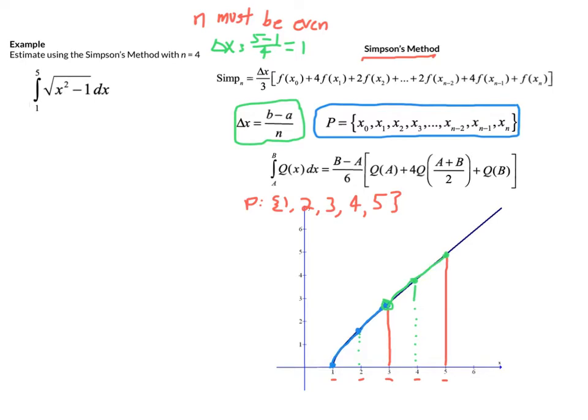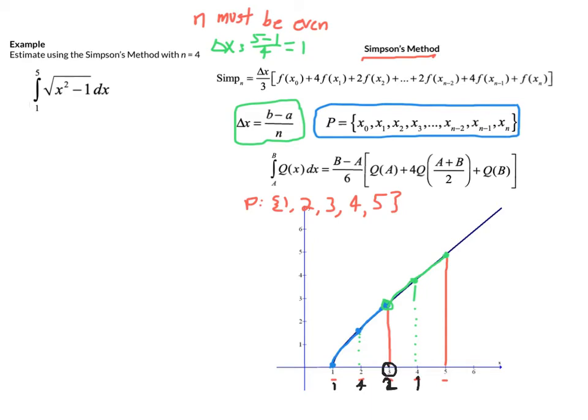So if we look at each of the parabolic arcs, you start to see the formation of this formula, namely the weighting factors on the y-coordinates. For the first parabolic arc, the blue one, the weight factors are 1 for the left endpoint, which is 1, 4 for the midpoint, 2, and 1 for the right endpoint, 3. And then we have our second parabolic arc, which uses 3 again. So that one's used twice. So now the weight factor on that one is actually 2.